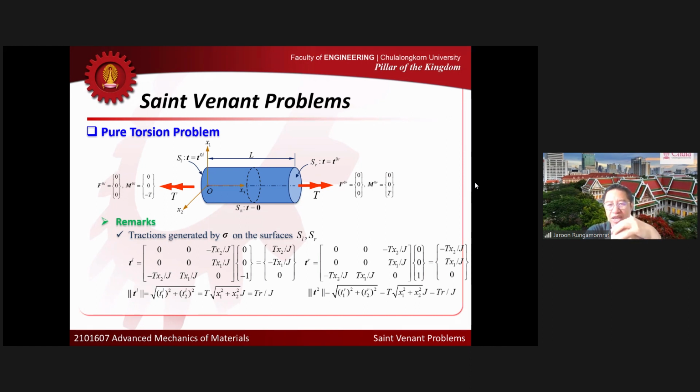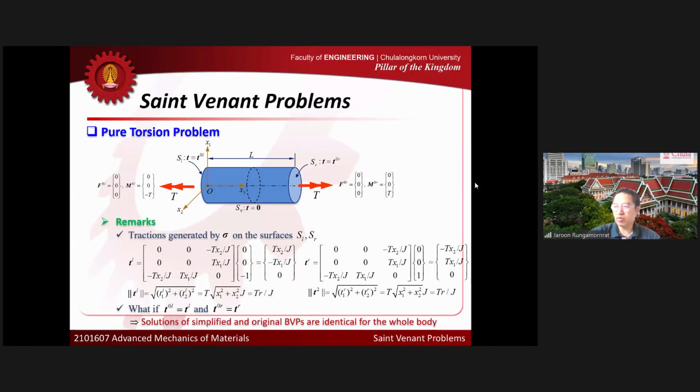So if you face that kind of situation, you can say that the solution that you got here is the right solution everywhere, including the end zone. But if you apply a traction at the end that is different from this, but still generates the same net force and net moment at the end, what can you conclude? The solution that you got before is still okay in the interior zone. But when you move to the zone close to the end of the body here, the solution will not be the same anymore. That's the conclusion.